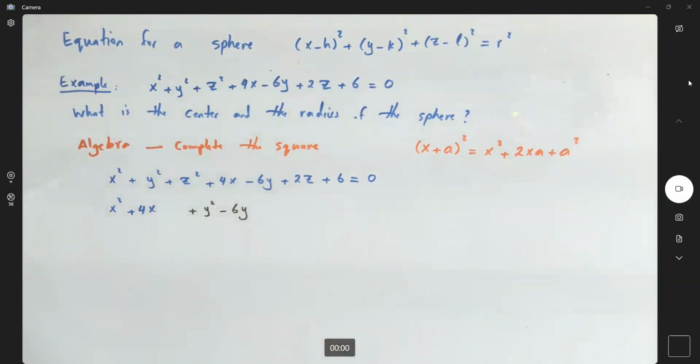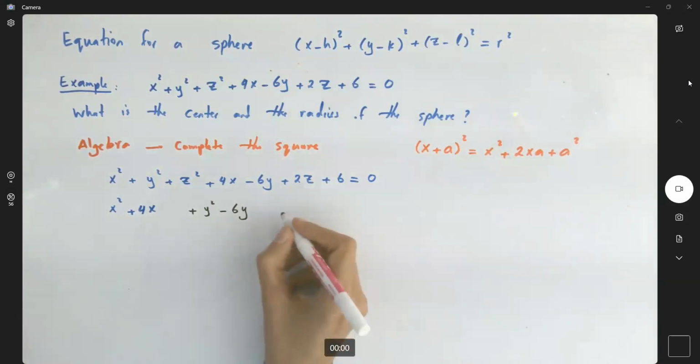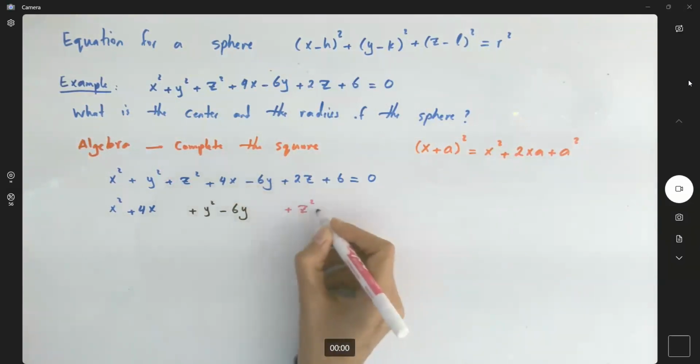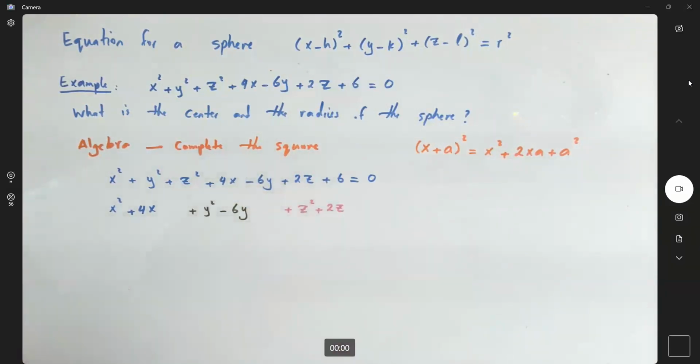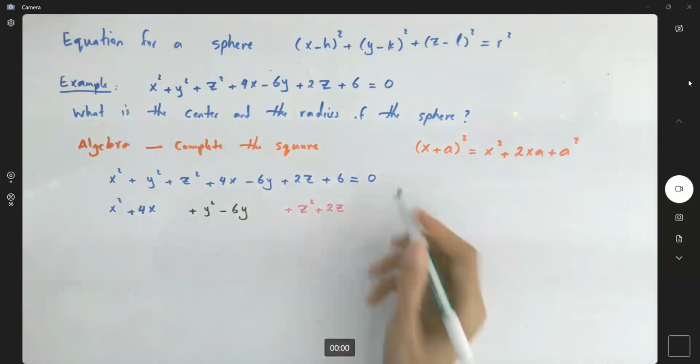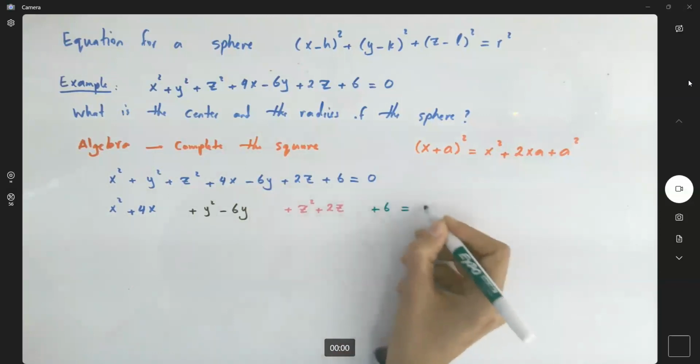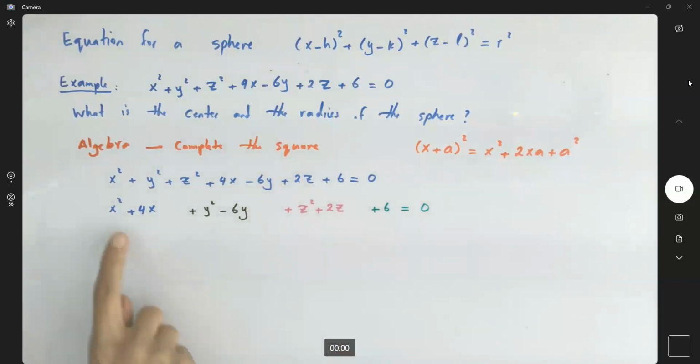And finally we have z terms. So here you have z squared plus 2z plus a constant like 6 equal to 0. What are we going to do? We're going to complete each of x, y, and z terms.